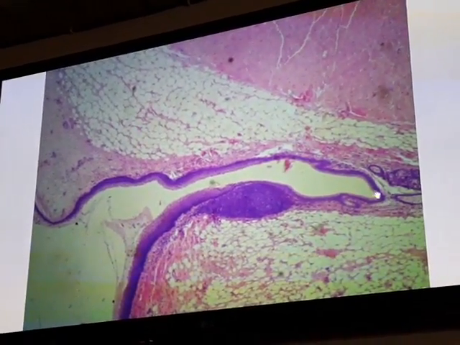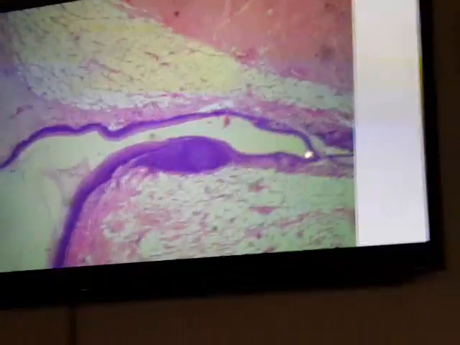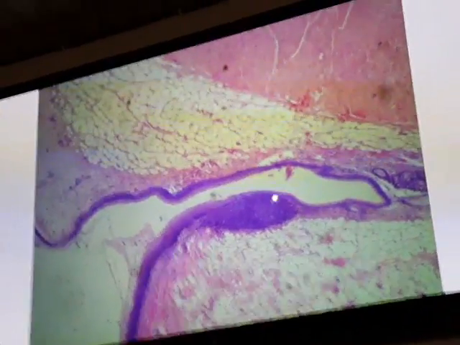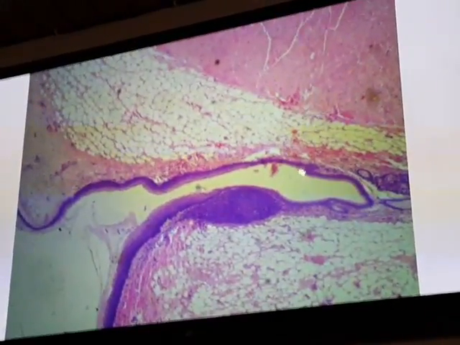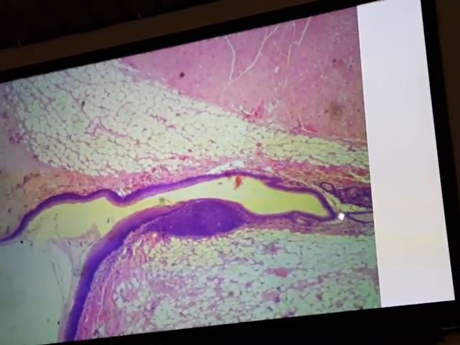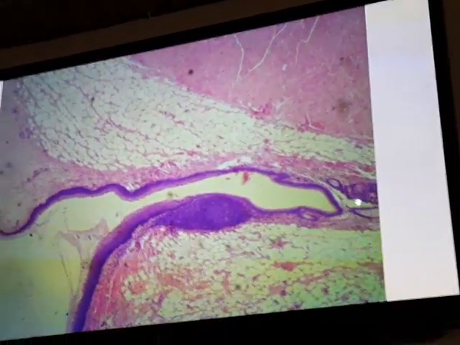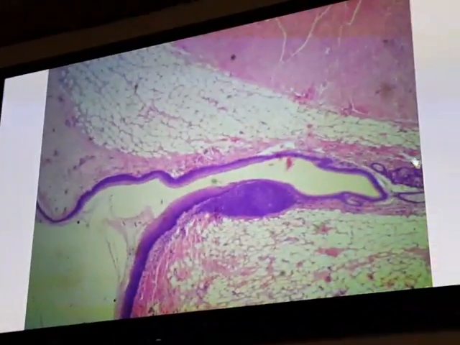The lining epithelium of the false vocal fold is pseudostratified columnar epithelium. This is pseudostratified columnar epithelium. Beneath the epithelium, we have a lamina propria. Within the lamina propria, we have serous glands.